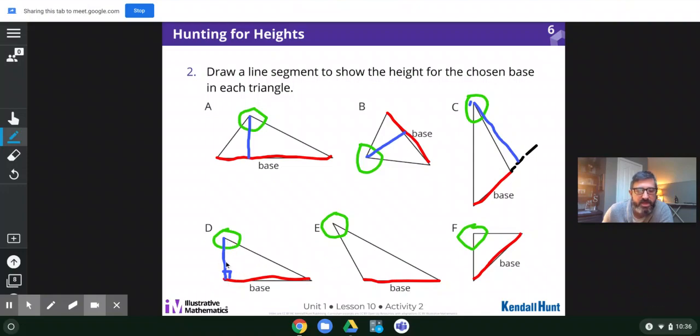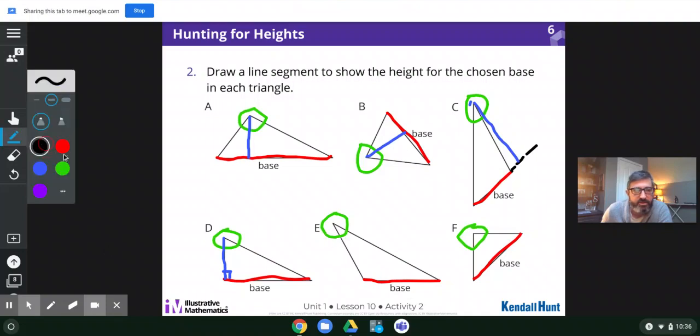So remember that anytime we have a right triangle and we choose the base, and we choose the opposite vertex directly across or directly opposite from the base, those two line segments, the base and the height, will form a 90-degree angle. So that makes it easy when we're finding our height, because that value will already be given to us more than likely.